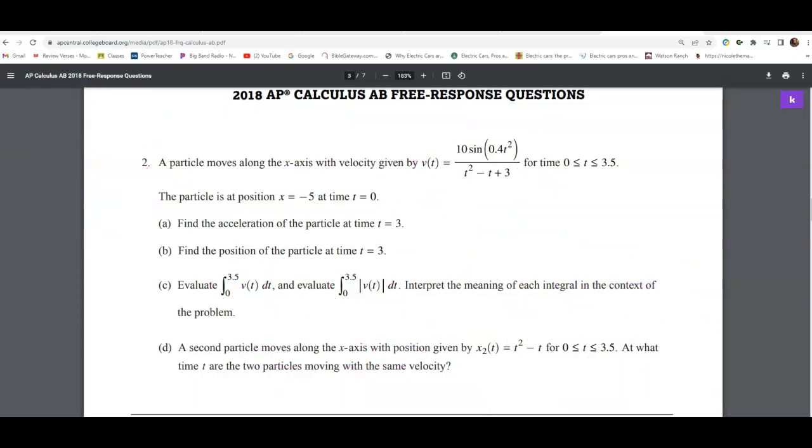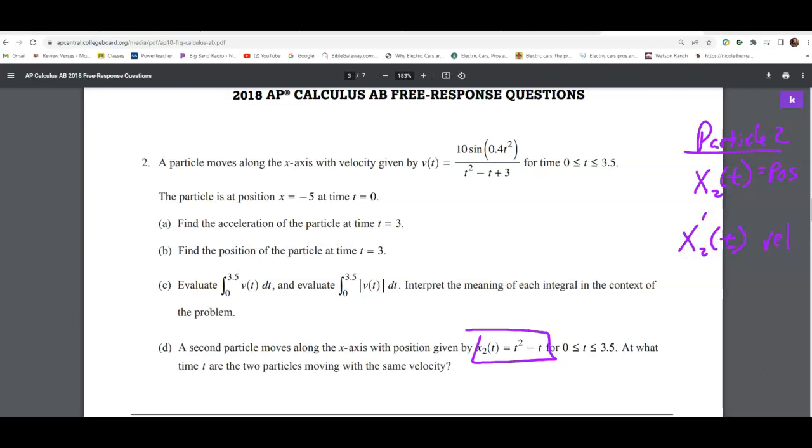Let's go ahead and take a look at part D. Part D tells us that a second particle moves along the x-axis with a position given by this. At what time are the two particles moving with the same velocity? Well, we'll call this one particle 2. If particle 2 has a position given by this function here, then particle 2's velocity is the derivative of that.